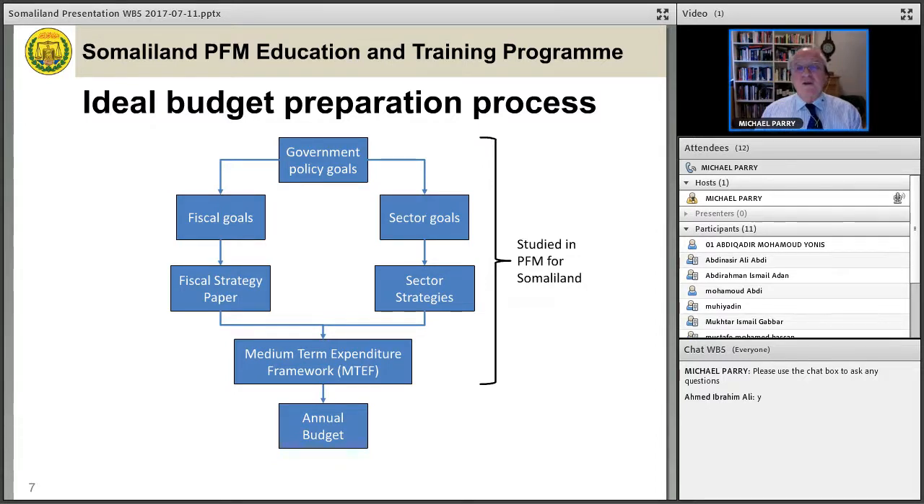We're not going to go into those areas of fiscal strategy, sector strategies, medium-term expenditure frameworks in the introductory course. We will just focus on the annual budget. So you should be aware of the other stages in an ideal budget preparation process, but we're not going to go into them at this stage and for this examination.